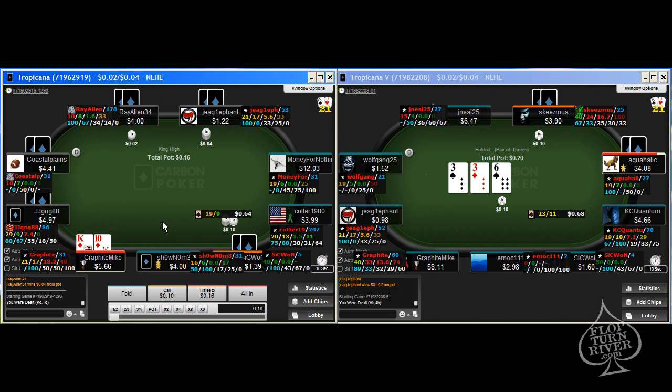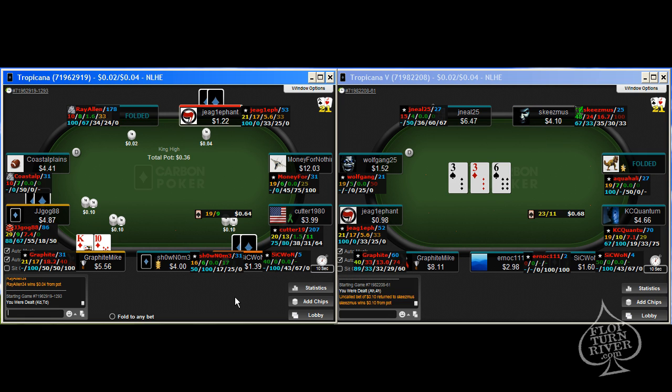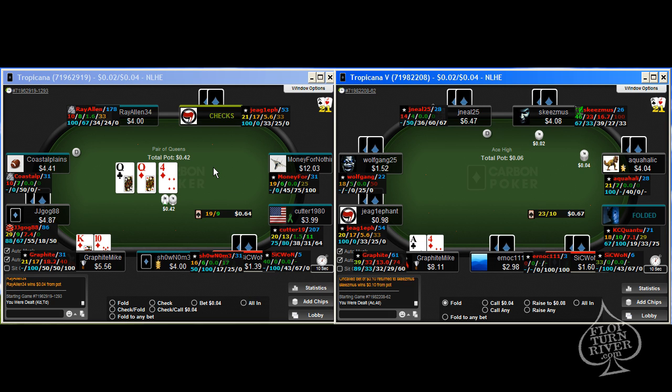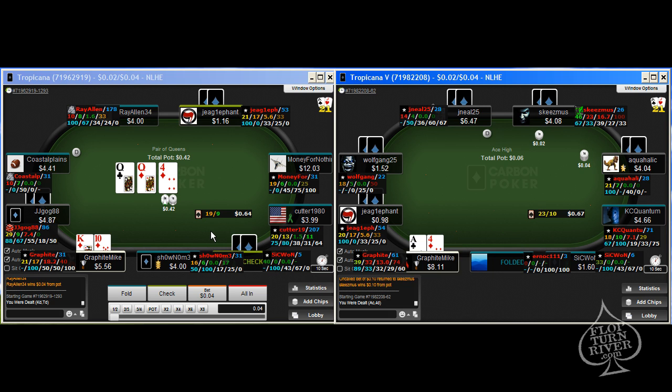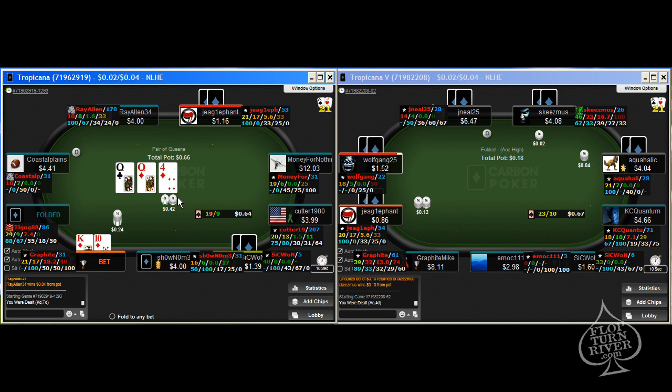Okay, so King 10 suited. I think we can call here, especially given that this guy doesn't look too good, although it's a very small sample. And he only opened for 2.5 big blinds. Okay, so this is pretty nice. We have an overcard here and the flush draw. I think we can bet here, and a lot of people are going to fold.